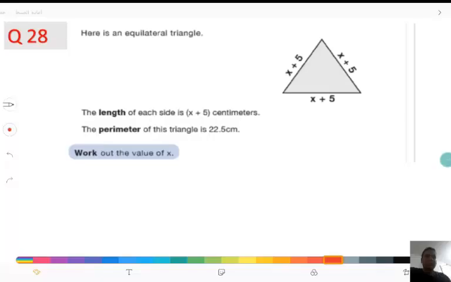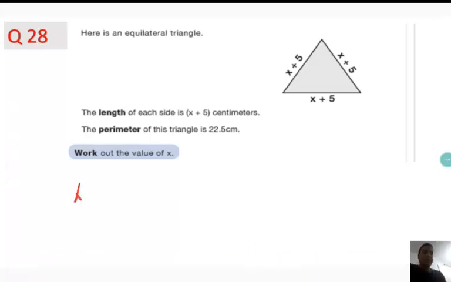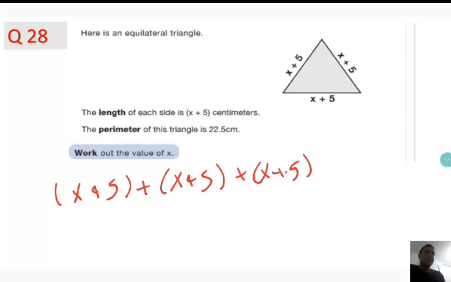Here is an equilateral triangle. The length of each side is x plus 5 centimeters. The perimeter of this triangle is 22.5 centimeters. Work out the value of x. Alright, as we know, the perimeter of the triangle is the sum of the side lengths, which is x plus 5 plus x plus 5 plus x plus 5, which is finally 3x plus 15. This perimeter equals 22.5.